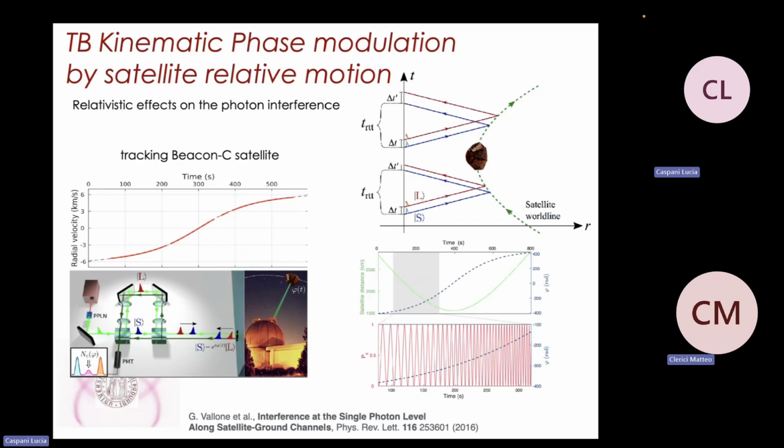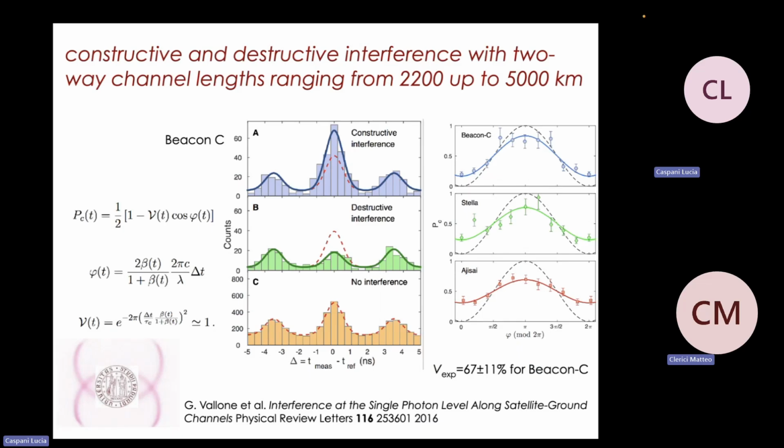kilometers per second, and this indeed creates a condition for constructive and destructive interference for the simple reason that the satellite moves while reflecting the first and the second part of the wave function. So it may be in phase or anti-phase, and you have the probability that goes from 0 to 1 and vice versa. We have shown that you can select this moment and have constructive and destructive interference using time-bin measurement, even along channels of 5,000 kilometers of length. So the superposition principle holds also on these distances.